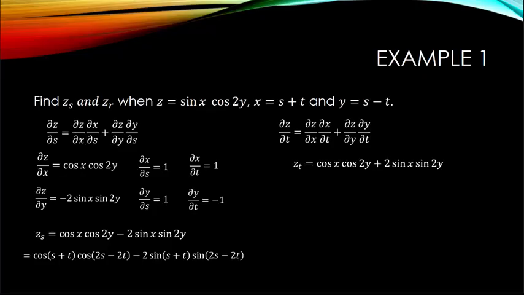zt will be given by cosine x cosine 2y plus 2 sine x sine 2y. Again, I plug in s plus t for x, s minus t for y. I get cosine of the quantity s plus t times cosine of the quantity 2s minus 2t plus 2 times the sine of the quantity s plus t times sine of the quantity 2s minus 2t.